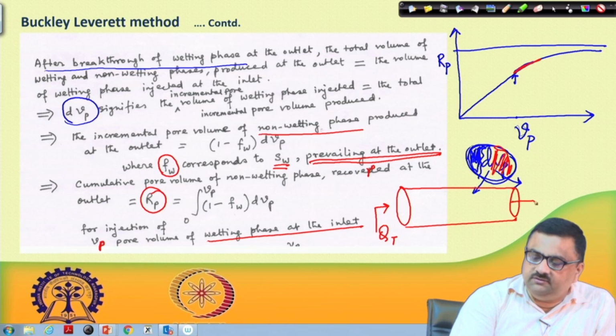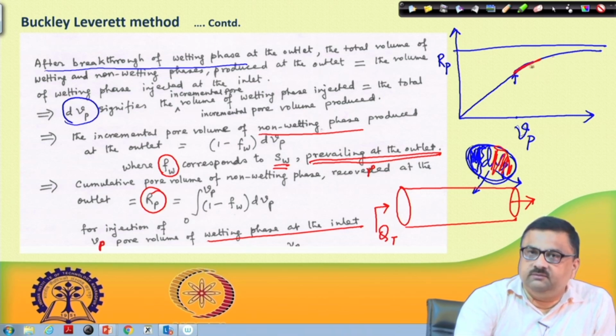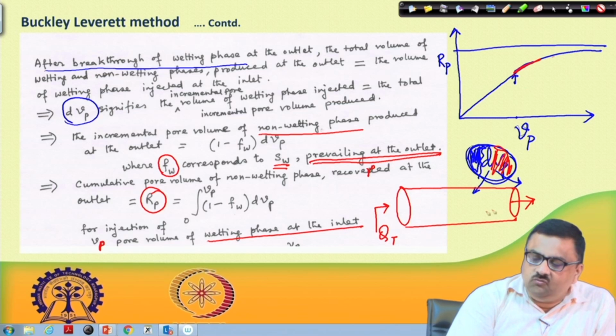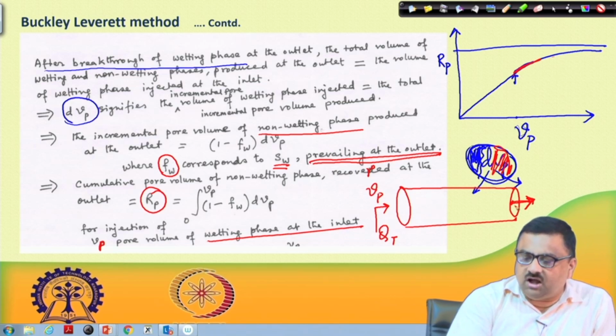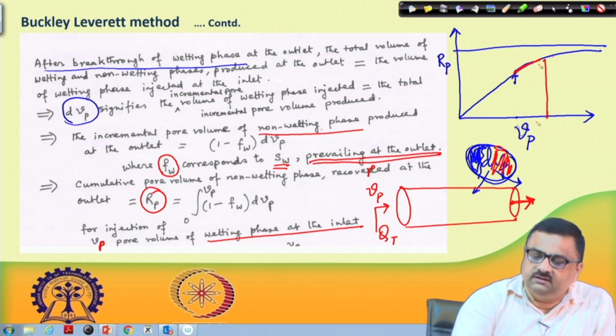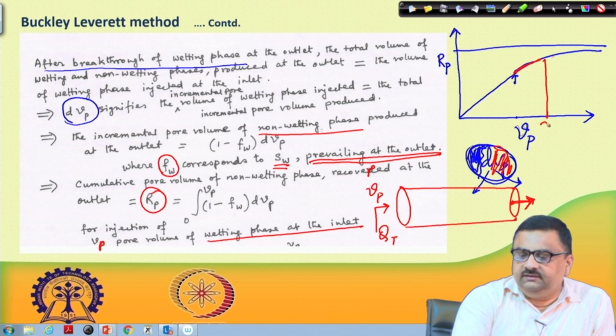Initially it was only oil, and when the Buckley-Leverett front breaks through at the outlet, beyond that point it will be producing both oil and water. Suppose I have injected Vp pore volume of water. If somebody wants to know how much oil I have produced against Vp, say 3 pore volumes, after injection of 3 pore volumes of water, how much oil have I produced?